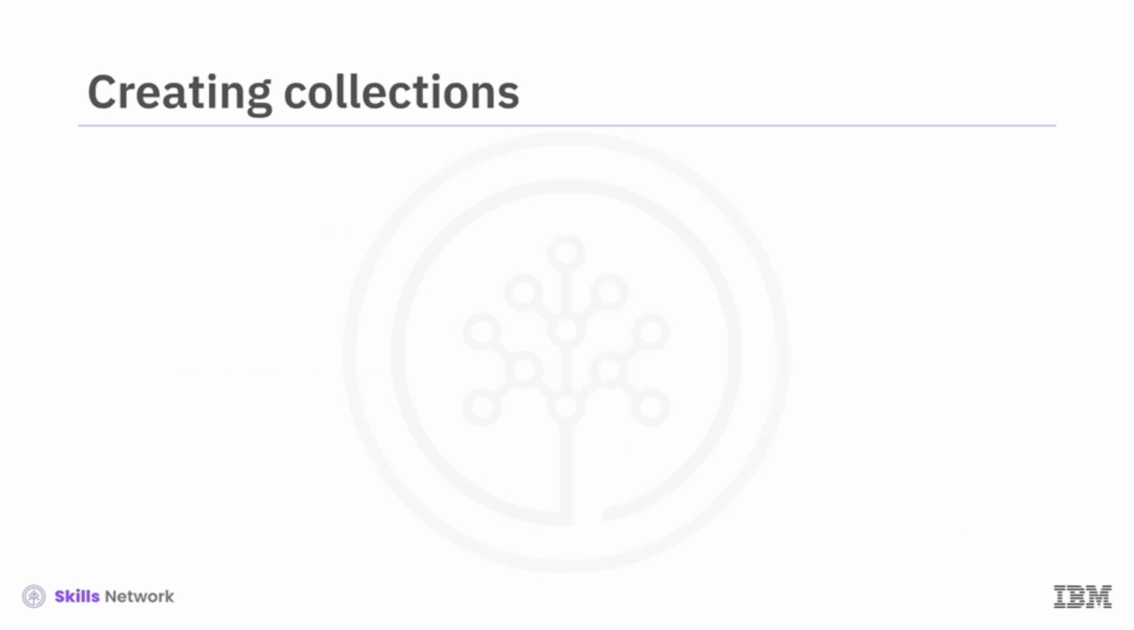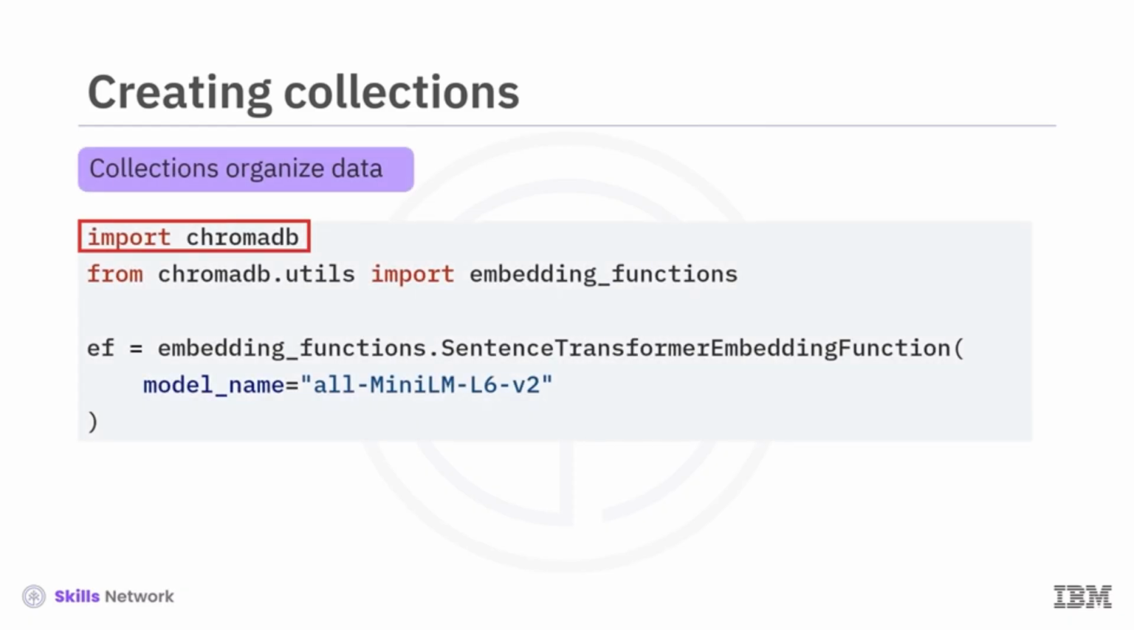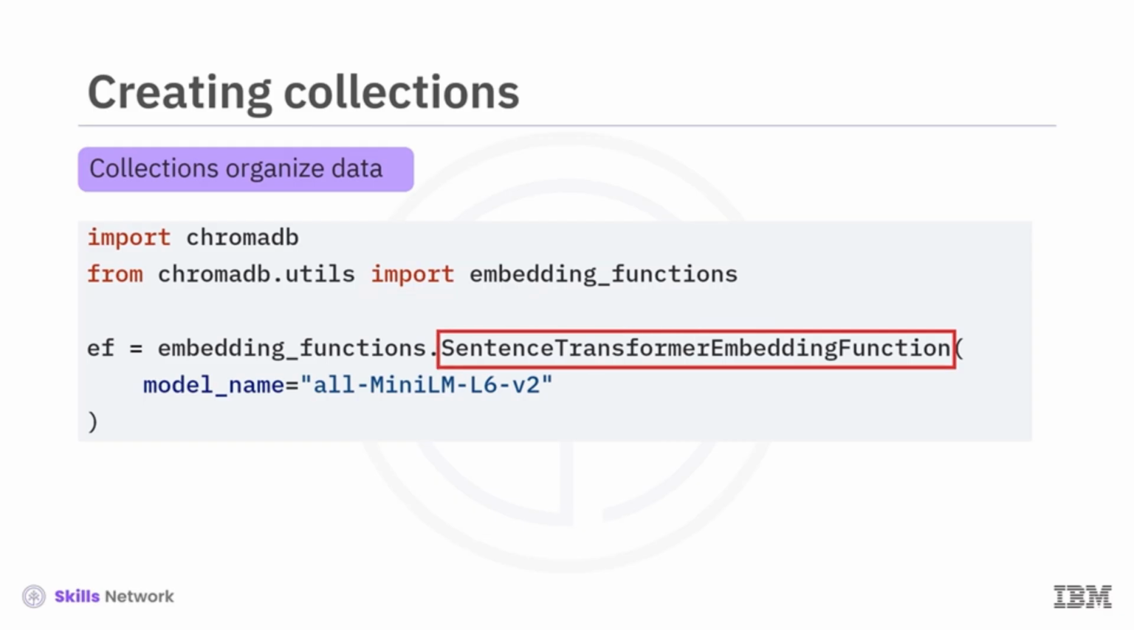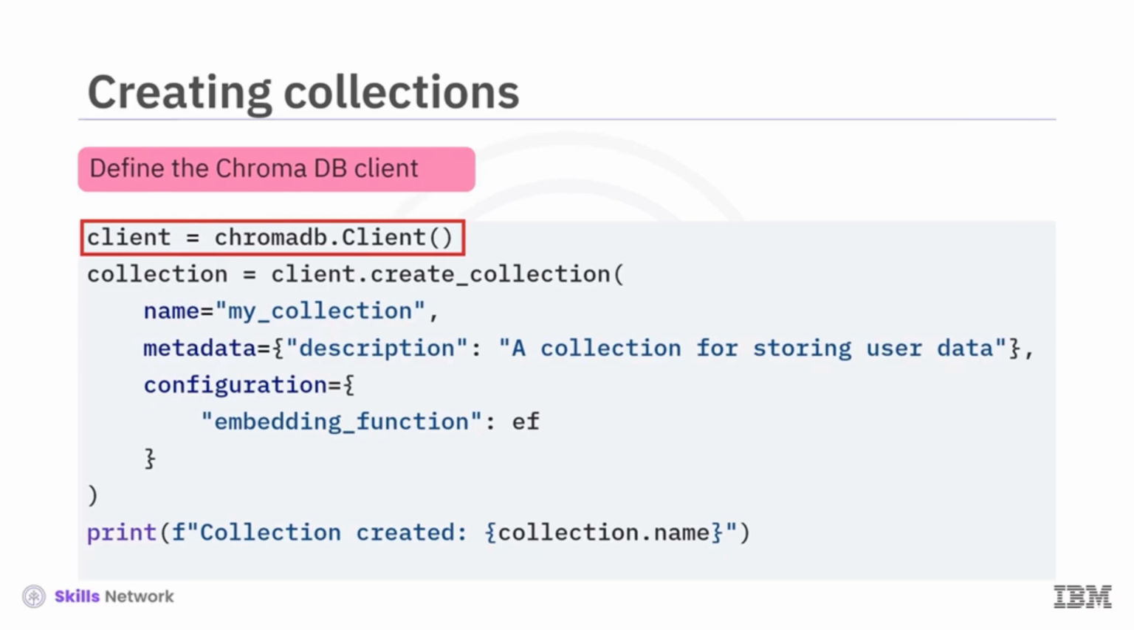First, let's look at how to create collections in ChromaDB. Collections are a way to organize your data. To get started, you import chromadb and embedding_functions, which allow you to define an embedding model. Then you define the embedding model. In this case, we are using a model from sentence transformers, and we define it using the SentenceTransformerEmbeddingFunction. Then you define your ChromaDB client and use the client's create_collection method to create a collection.